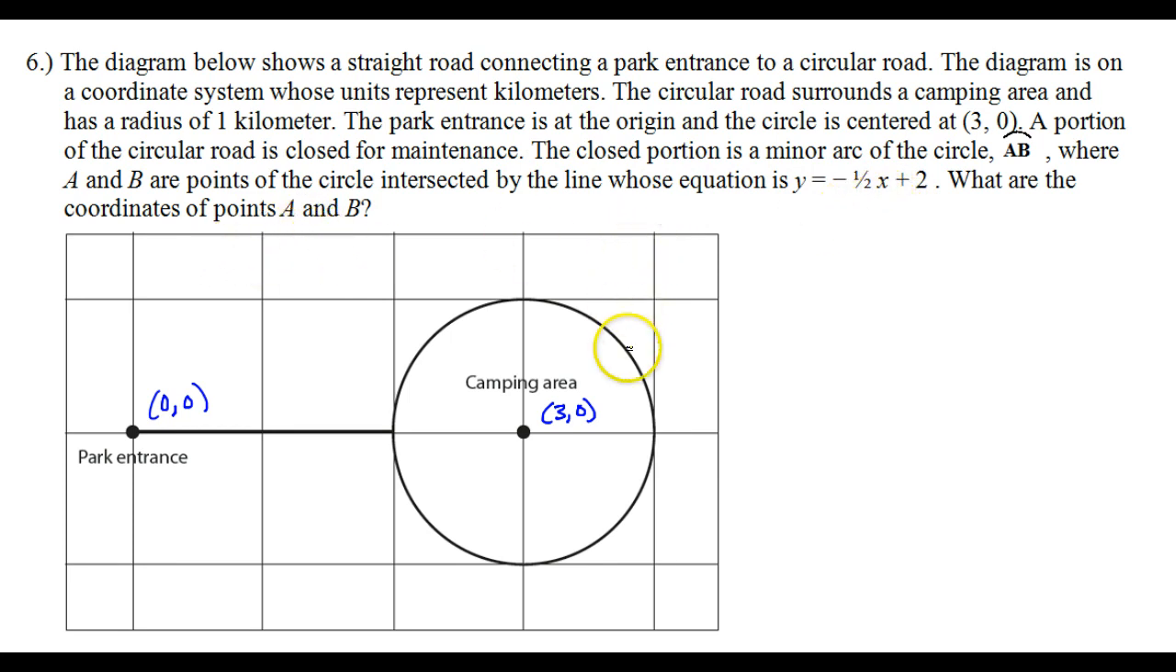Well, somewhere around in here there's a line intersecting the circle at points A and B, whatever they are, and we're supposed to find the coordinates of these 2 points because they tell us where the road is under repair. So this whole problem boils down to finding the intersection of this line and the circle.